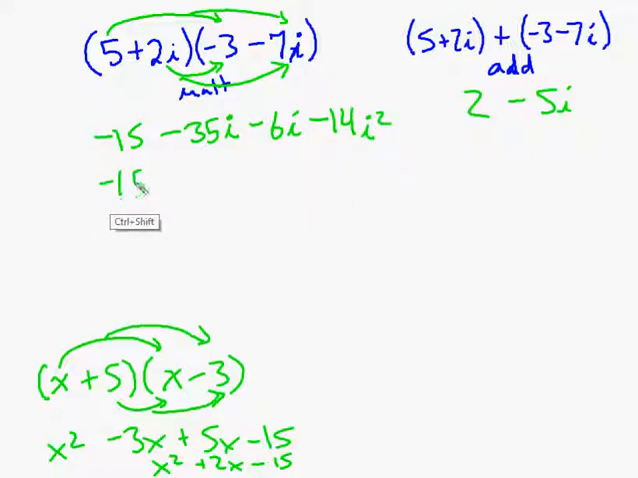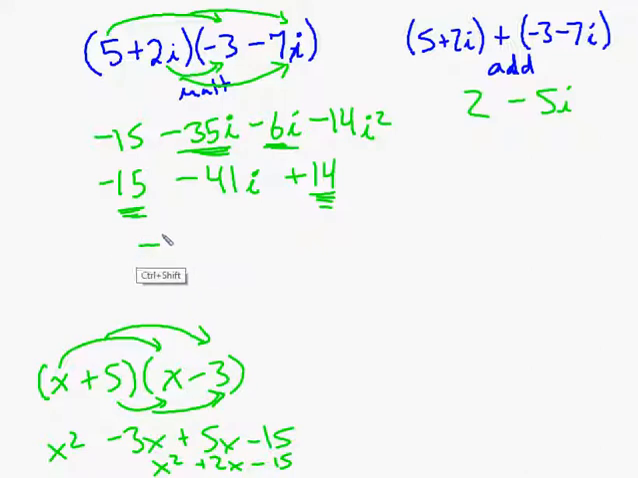So I keep my negative 15. It's not like anything yet. What's negative 35 minus 6i? See, these are like, so I can combine them. And I get negative 41i. Right here, what's i squared? Negative 1. So that makes this negative 14 actually a plus 14. Now I can combine these. Do you see that these now combine? So it's negative 15 plus 14.